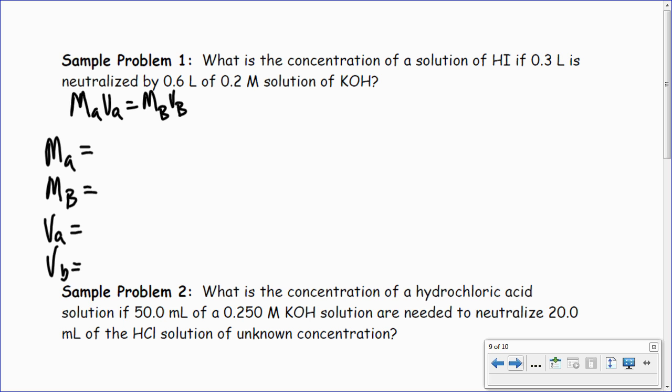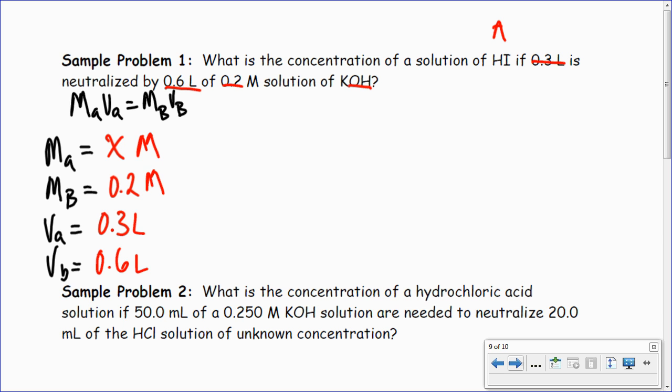So the molarity of the A is for acid, and it says what is the concentration of a solution of HI? HI, there's our acid. So we don't know the concentration. That'll be our X. Molarity of the base. KOH is a base. 0.2 molarity is the answer, so 0.2. Volume of acid. Well, it says if 0.3 liters is neutralized by, so volume of acid is 0.3 liters, and the volume of the base right there, 0.6 liters.